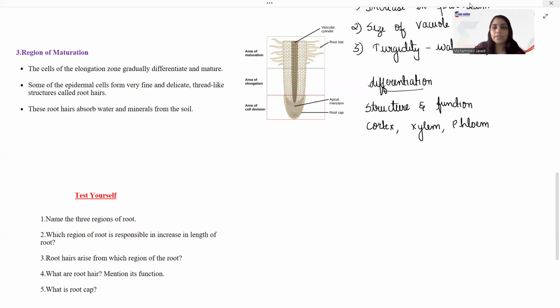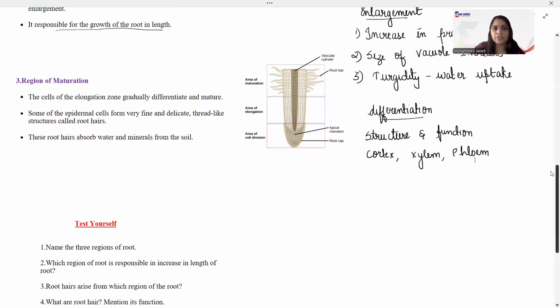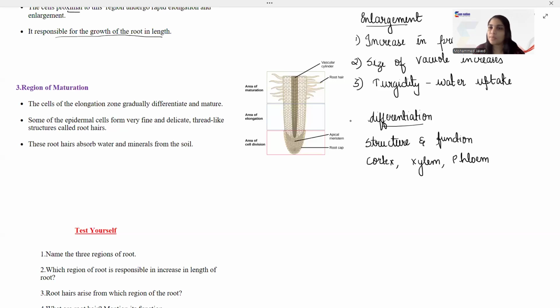Right. When we see in the region of maturation, can you see some hair-like structures coming out here? The epidermal cells, that is the outermost cells of this region, that is region of maturation, these epidermal cells convert into fine hair or thread-like structures, and we call them as root hair. What do we call them? Root hair. So please keep in mind that root hair is present only in the region of maturation and is absent in the case of elongation as well as meristematic activity.